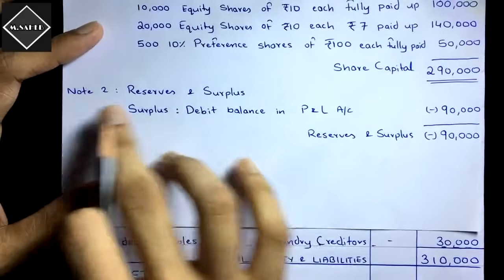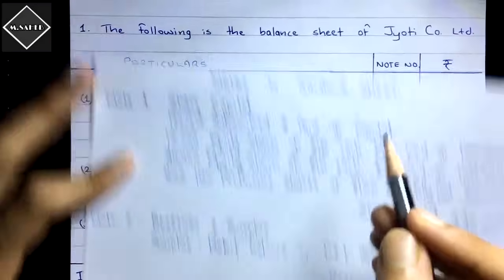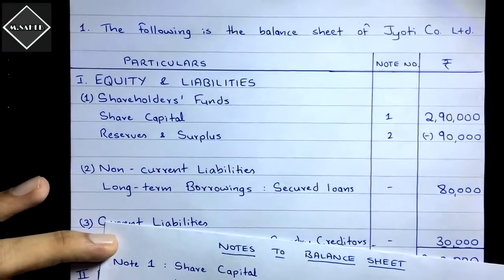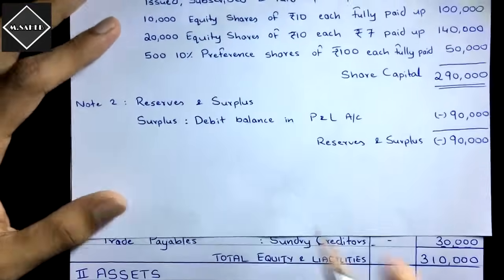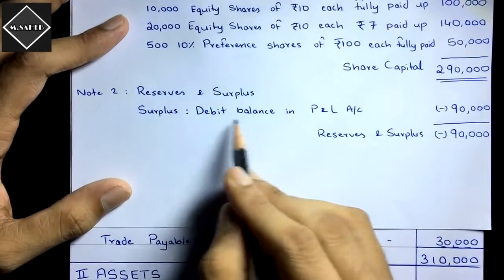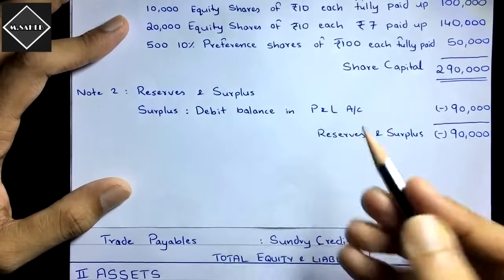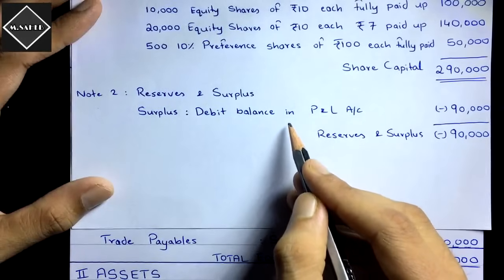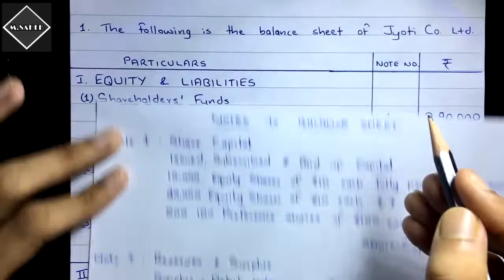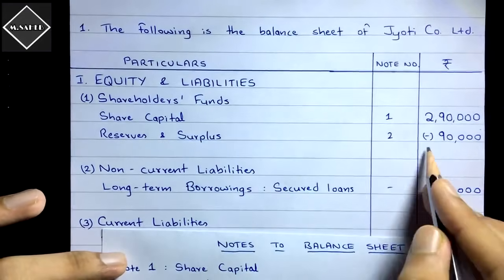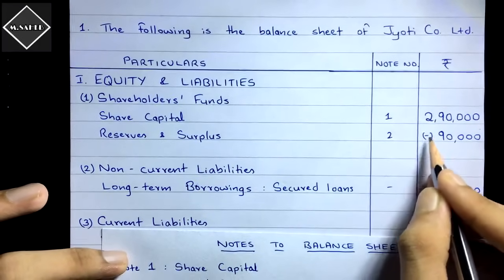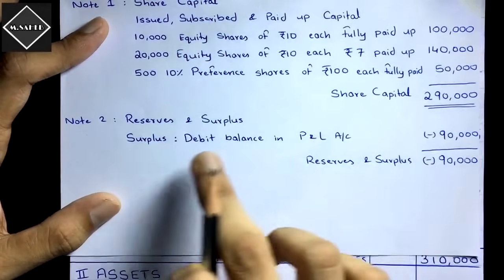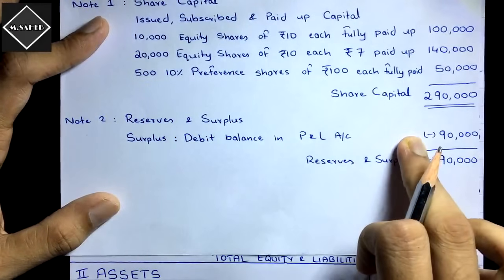And then we have note number 2, reserves and surplus, debit balance in P&L account. You see reserves and surplus, minus 90,000. Why is it minus 90,000? That is because it is a debit balance. A debit balance in the P&L account means it is a fictitious asset, actually an accumulated loss. This fictitious asset has been shown in the liabilities section, so that is why it is shown as a minus figure, minus 90,000. And in valuation of shares, we ignore all fictitious assets. So we will ignore this.